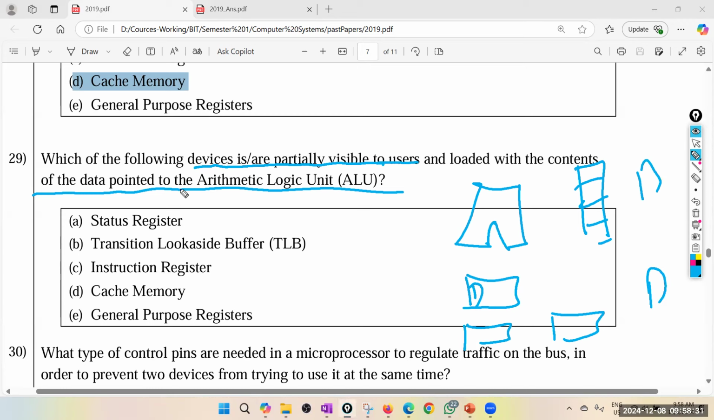Now again read the question. Which of the following devices is partially visible to users and loaded with the contents of the data pointed to the arithmetic and logic unit? So data pointed to the ALU. I'm not very sure what is meant by data pointed to ALU. Maybe what the examiner means is data taken by the ALU.